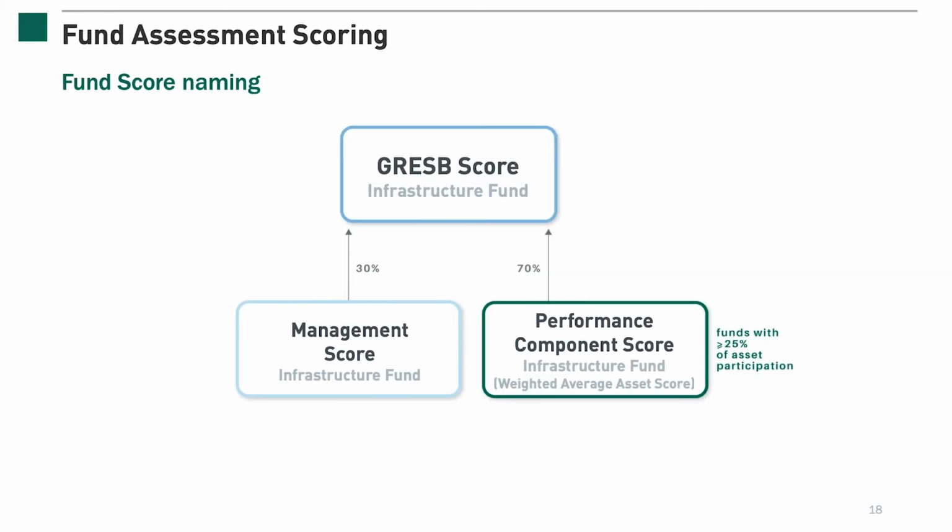In this diagram, we see the names of the different fund scores. The score for the management component is called Management Score Infrastructure Fund. This component is weighted at 30% of the overall GRESB Infrastructure Fund assessment, and so the total score is also out of 30 points for this component. The score for the performance component is called the Performance Score Infrastructure Fund, also the weighted average asset score. The performance component is scored out of 70 total points. The overall or combined score for the fund is called the GRESB Score Infrastructure Fund and is out of 100 points.